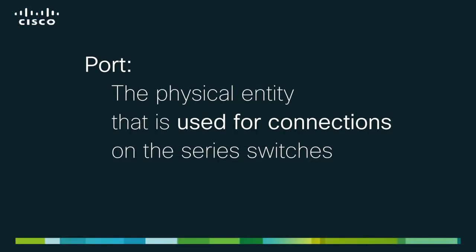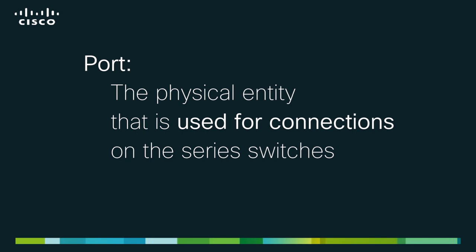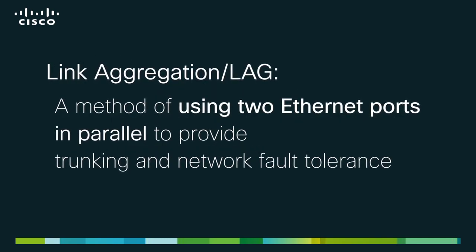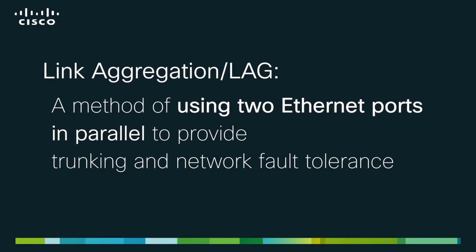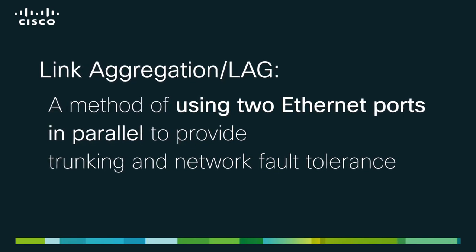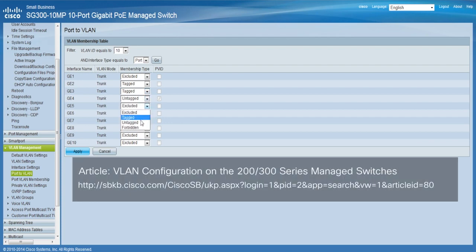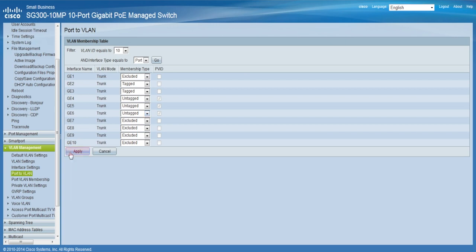For reference, a port is a physical entity that is used for connections on the series switches, and link aggregation, or LAG, is a method of using two Ethernet ports in parallel to provide trunking and network fault tolerance. Click Go and then click on the drop-down menu for the desired membership for each port. Pairing a membership type with an interface often depends on your network configuration. For more information on what each membership type does and when they can be paired with an interface, refer to our article. Click Apply to save the settings for the chosen VLAN and interface type.